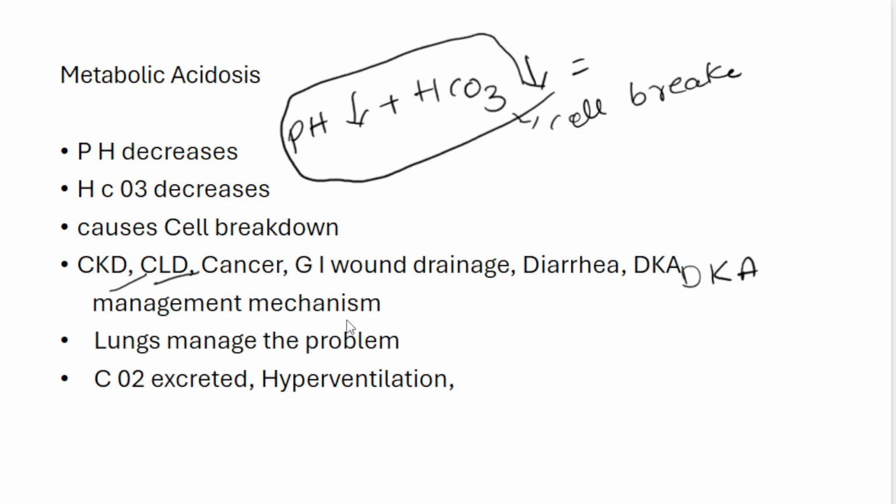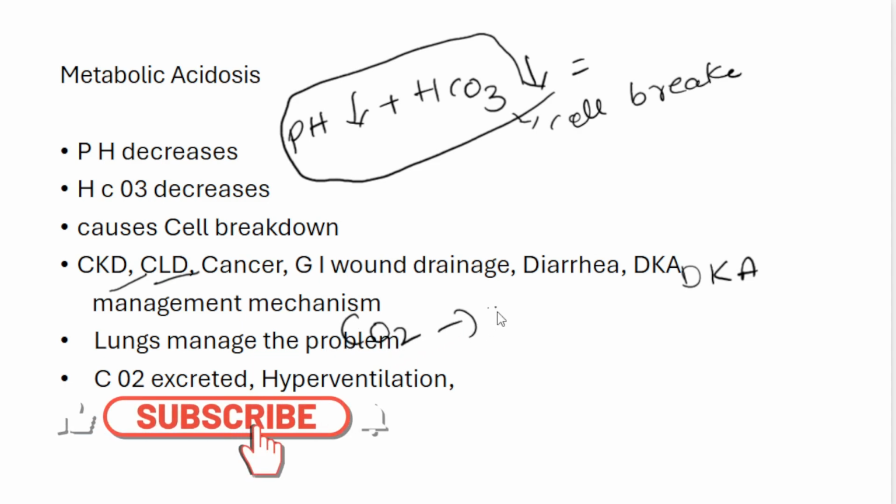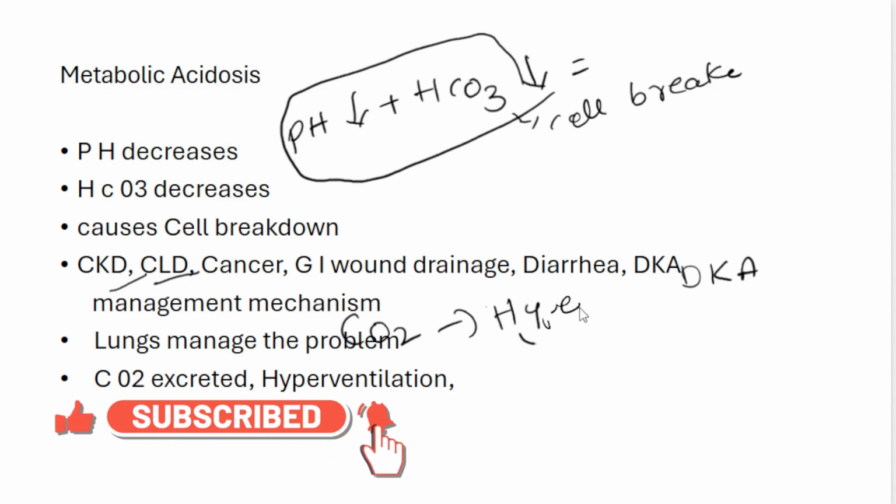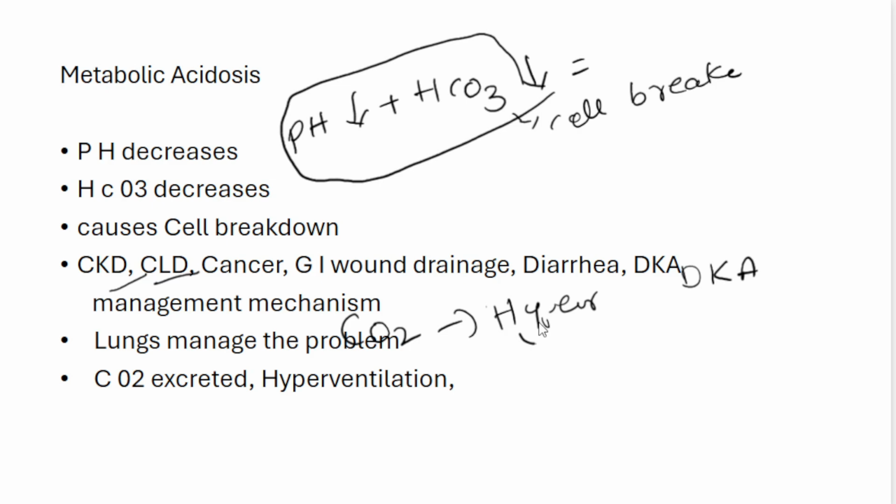Management mechanism means how it will be managed. Here, if metabolic acidosis occurs, the lungs will correct this problem. How? The lungs will excrete CO2 through hyperventilation. What is hyperventilation? Taking deep breaths, with increased rate and depth of respiration. Then CO2 will come out of the body, maintaining the normal pH.